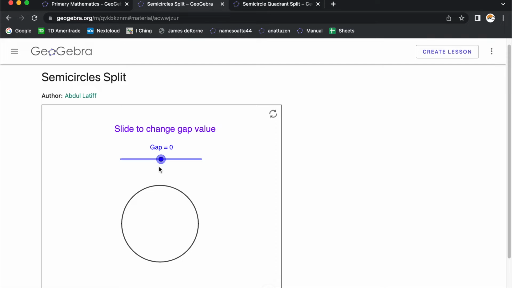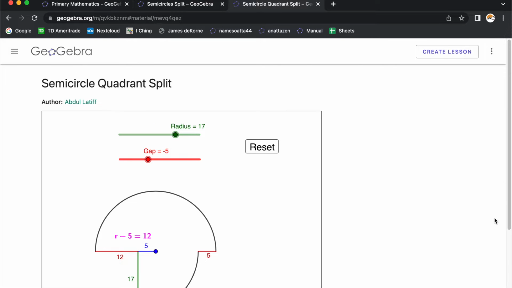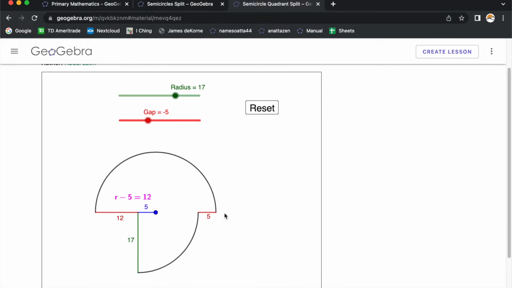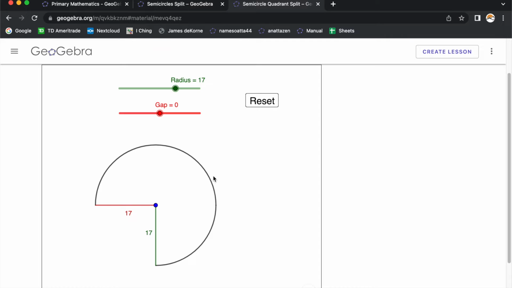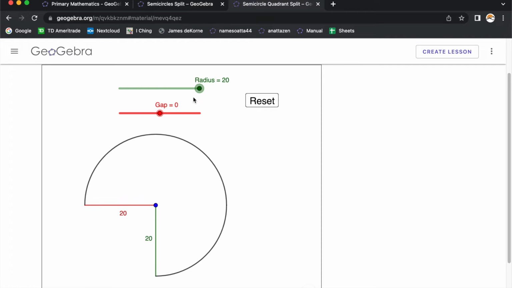If you have two semicircles and you split them apart, the gap on the right hand side is equal to the gap on the left hand side. It doesn't matter how you split them. But in our problem here, we are dealing with a slightly different case. We have a semicircle at the top and a quarter circle or a quadrant at the bottom. So let's change the radius to 20 to make it easier. So let's see what happens if I were to split them.